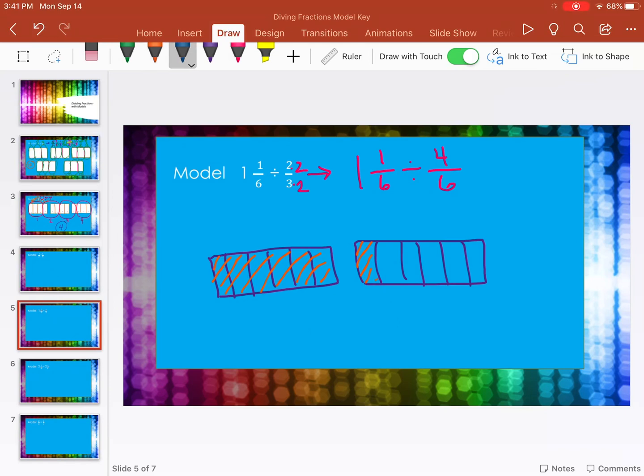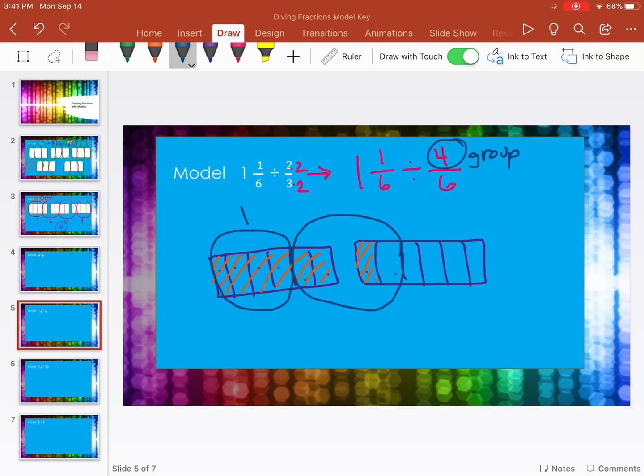Okay? Now I group by the top of the second fraction. So every 4 pieces is a group. So 1, 2, 3, 4. These 4 pieces make one group. 1, 2, 3, 4. These 4 pieces make a second group.